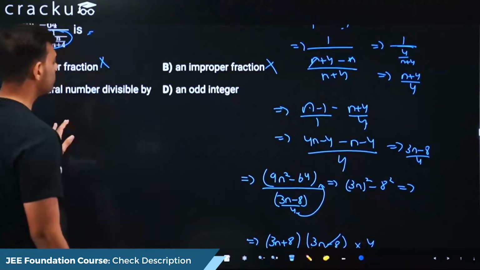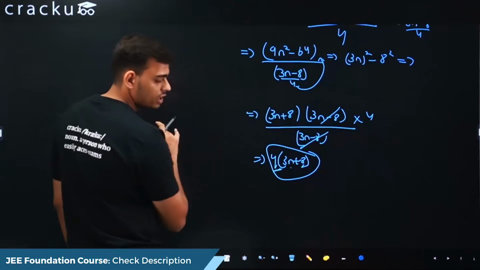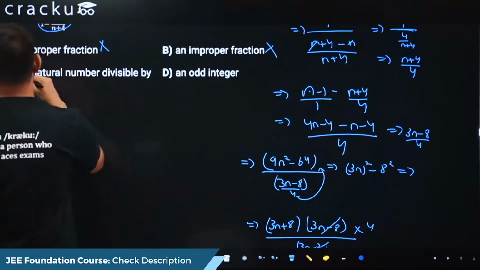A natural number divisible by 4. Yes, it is divisible by 4 because 4 is a multiple of this. So the correct answer will be option C.